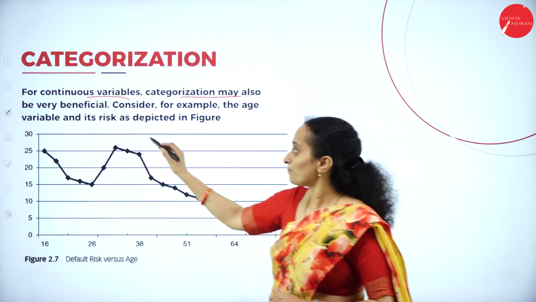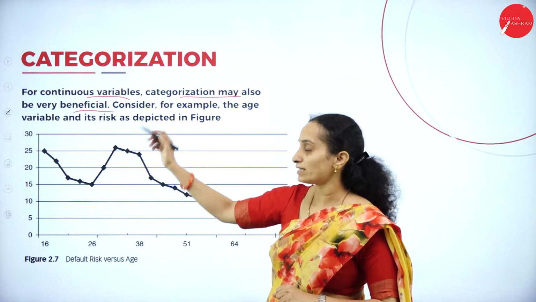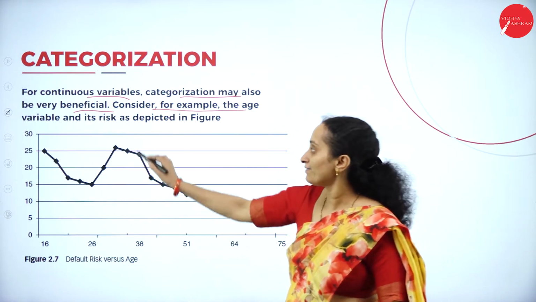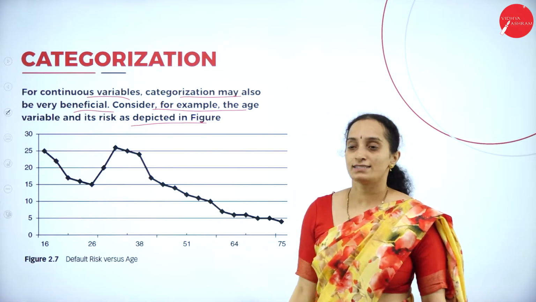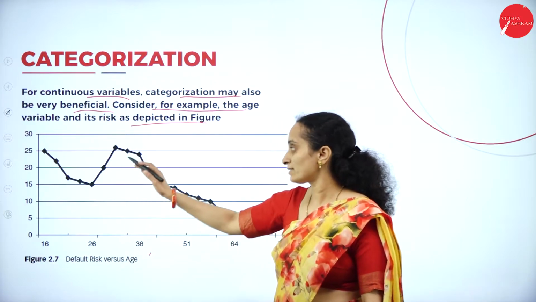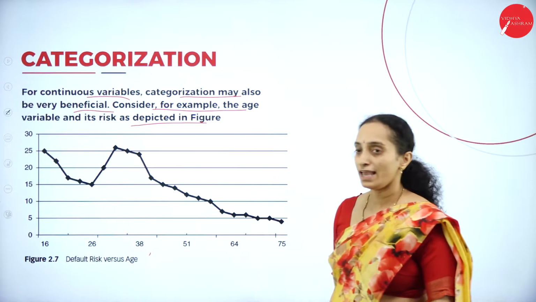Okay, so we have the categorization for continuous variables. It may also be very beneficial. You will get only minimum ranges for continuous variables. Consider, for example, the age variable and its risk as depicted in this picture. We have the default risk versus age. What is the number of risk with the age?